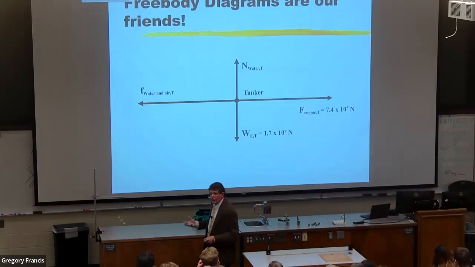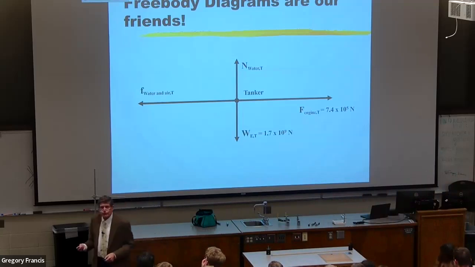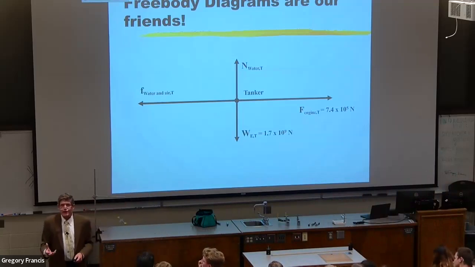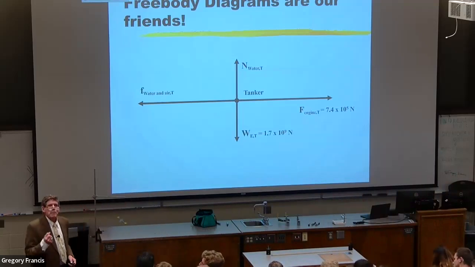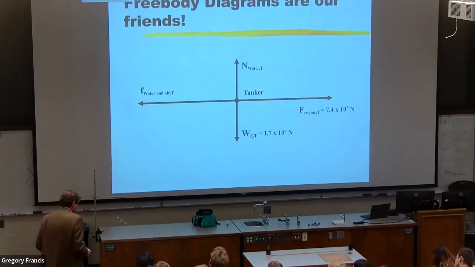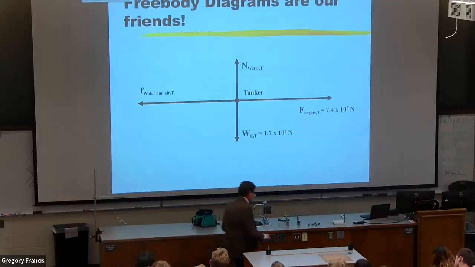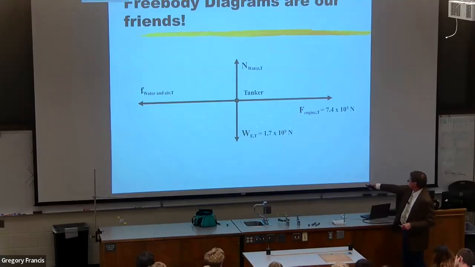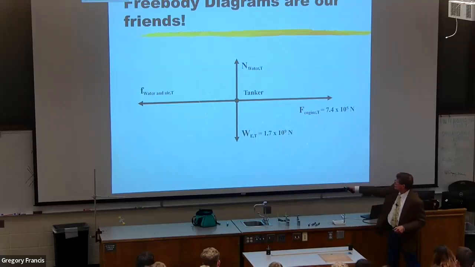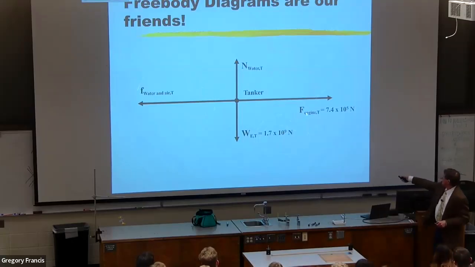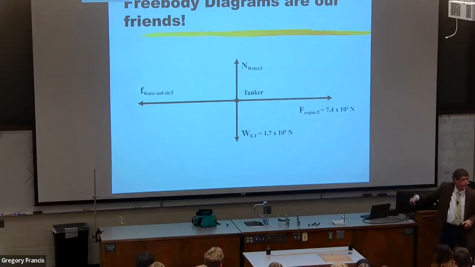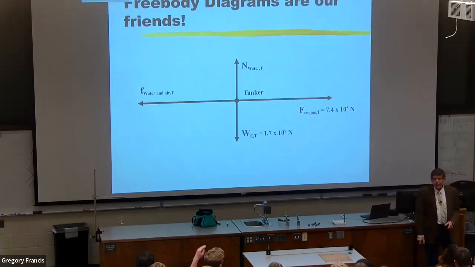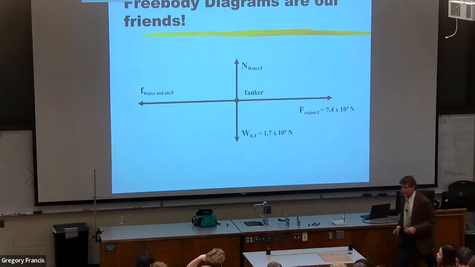This tanker is moving at constant velocity, zero acceleration. This diagram has to scream balance, balance. And that means that this upward force, the buoyant force, has to equal 1.7 times 10 to the ninth. And this friction force has to equal 7.4 times 10 to the fifth. It's just balance. It's just balance.